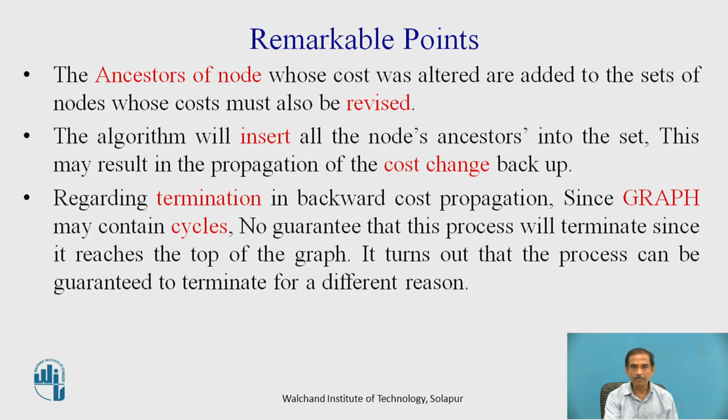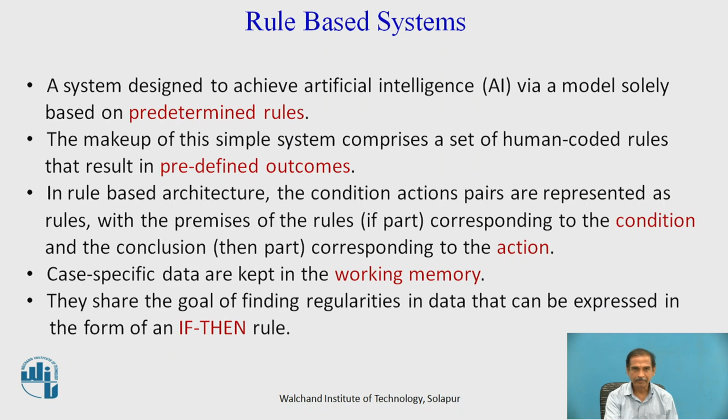The remarkable point observed in the AO* algorithm is that the ancestors of a node whose cost was altered are added to the set of nodes whose cost must also be revised. The algorithm will insert all the node's ancestors into the set, and this may result in the propagation of the cost change backup. Regarding termination of the backup cost propagation, since the graph may contain cycles, there is no guarantee that this process will terminate by reaching the top of the graph. It turns out that the process can be guaranteed to terminate for a different reason.